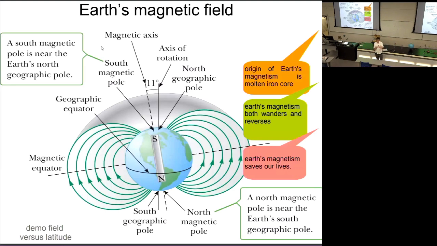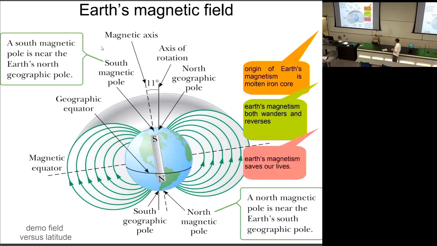The magnetic axis of its north and south poles is about 11 degrees away from the geographic, the rotation axis. So they're not even perfectly aligned. The geographic North Pole is in the neighborhood of the magnetic South Pole, but not exactly at its location. And vice versa, the geographic South Pole is near the magnetic North Pole, but not exactly at its location. So that's one more confusion.